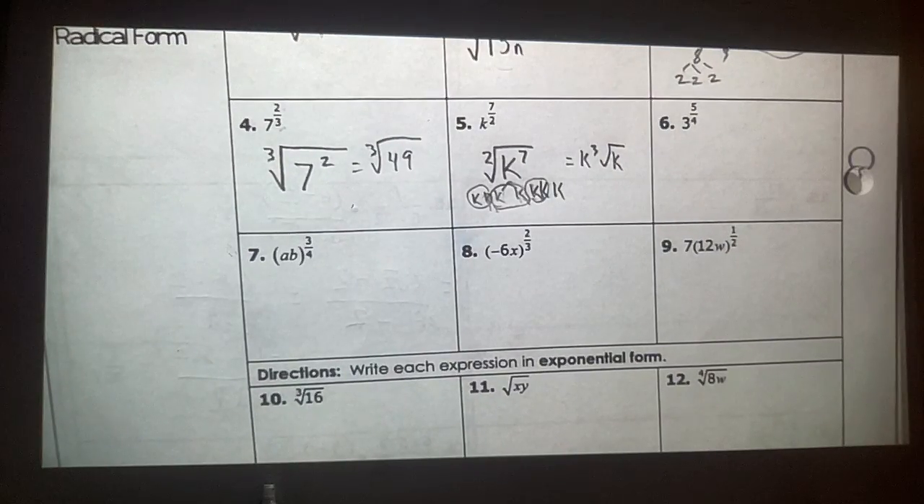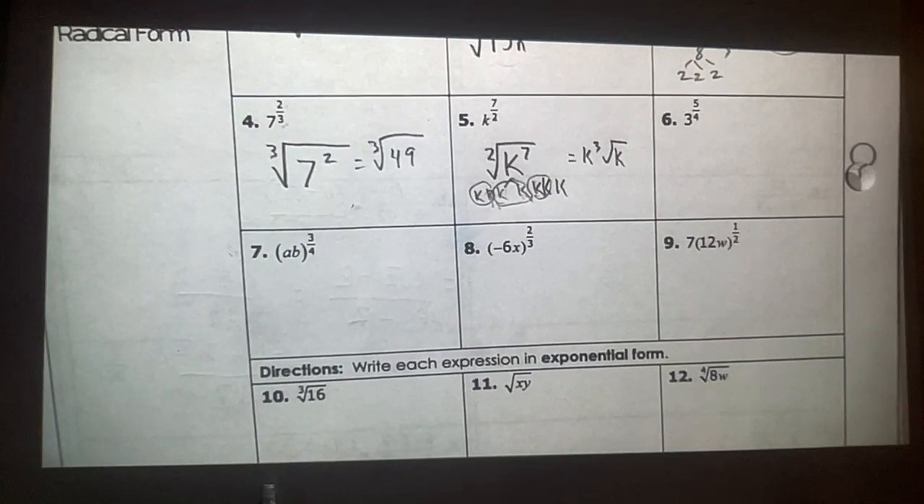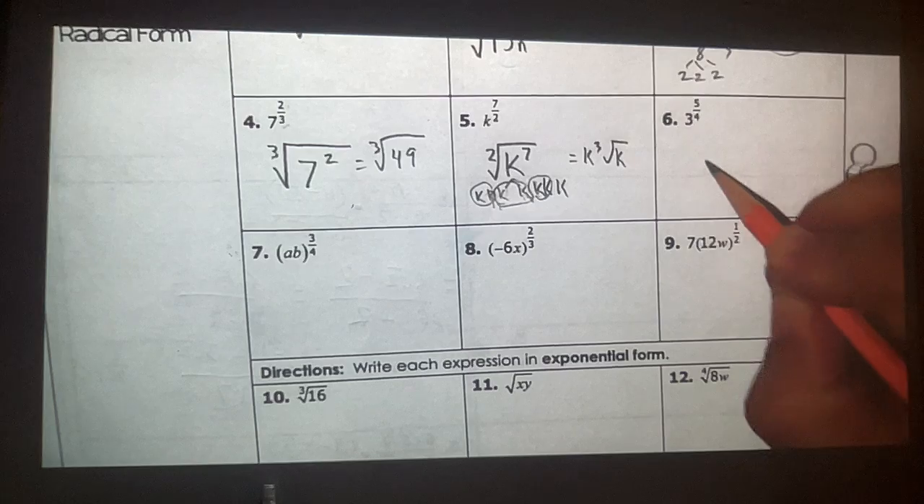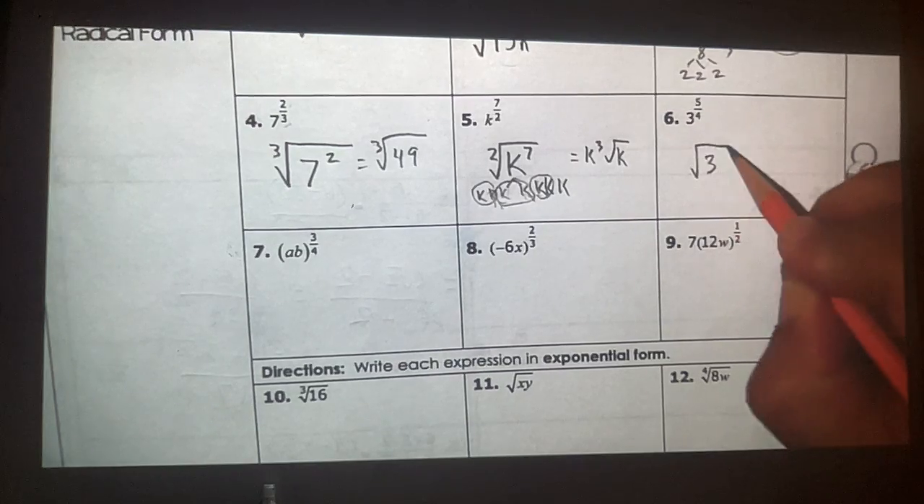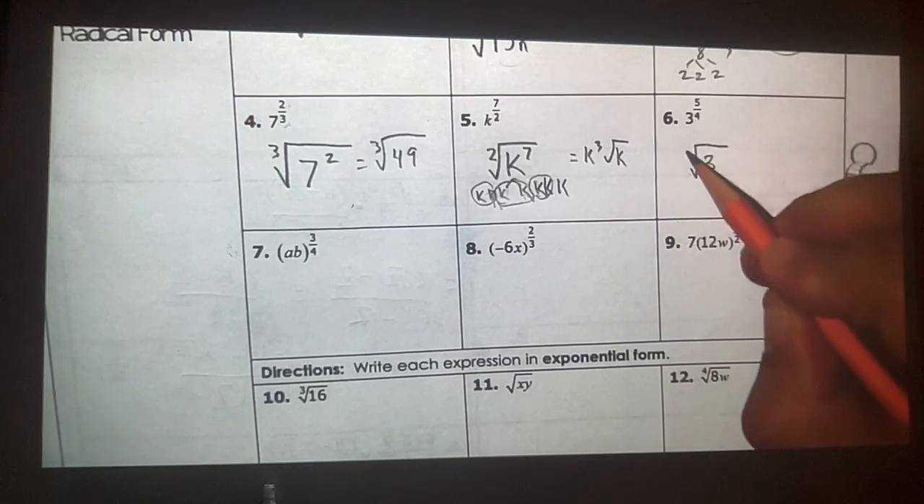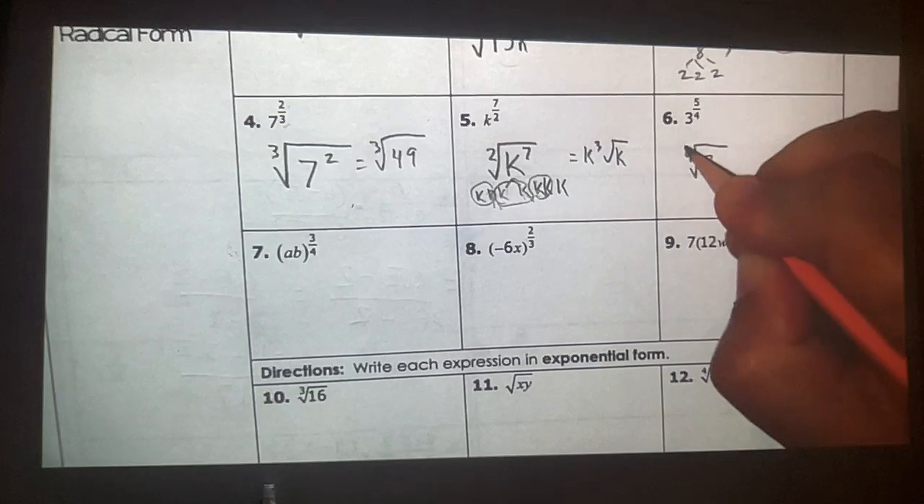Let's try number 6. I have 3 right there, and under the radical, my index is 4. That's a 4.